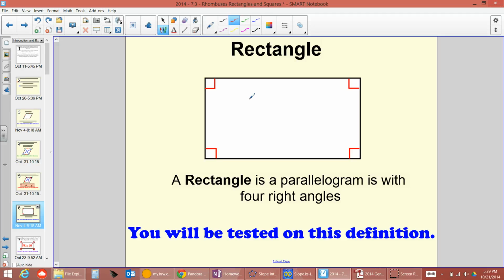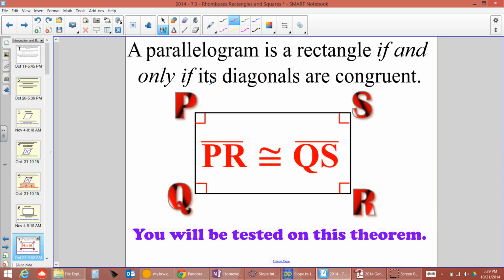All right, so for a rectangle, this is a special kind of parallelogram where all the angles are 90 degrees. Notice the opposite sides are still congruent, both ways, and the opposite angles are also congruent. We just add more information to it. So on a rectangle, the diagonals actually are congruent. Not only do they bisect each other and all that, but we also know that their diagonals are congruent.